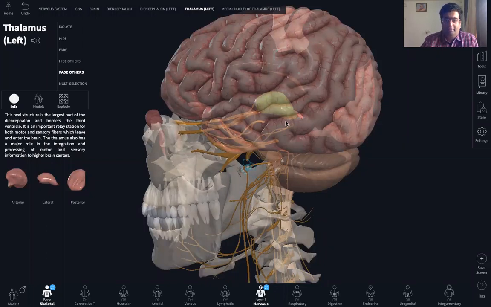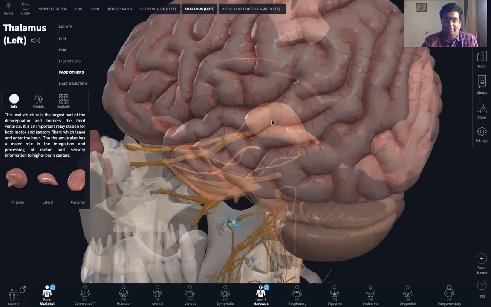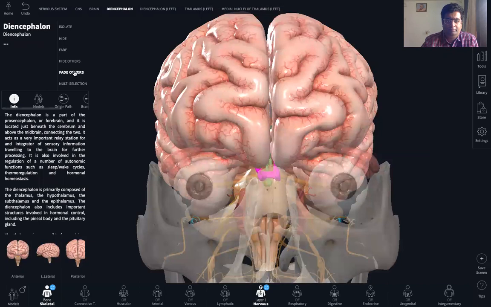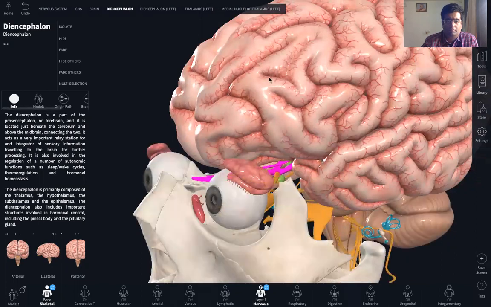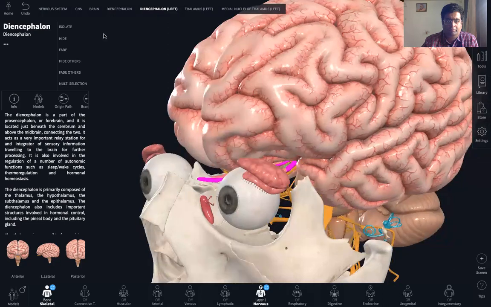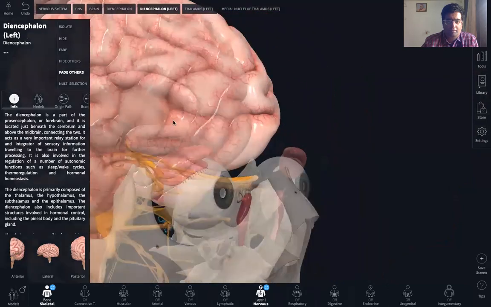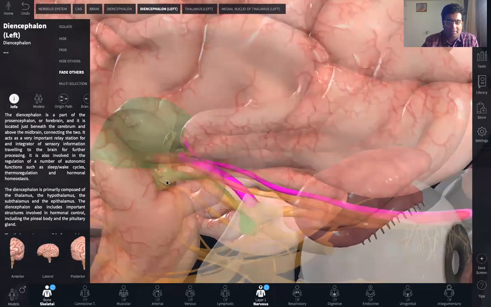What you see highlighted in green here in the faded section of the brain is the thalamus. Thalamus is one of the parts of the diencephalon. I will now try and highlight the entire diencephalon to you all. Here you can see the entire diencephalon. And the region where my mouse pointer is, that is the hypothalamus. I would, of course, be isolating the hypothalamus also for you all for a better view.